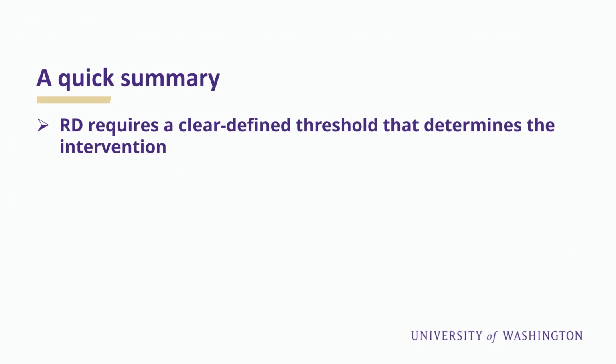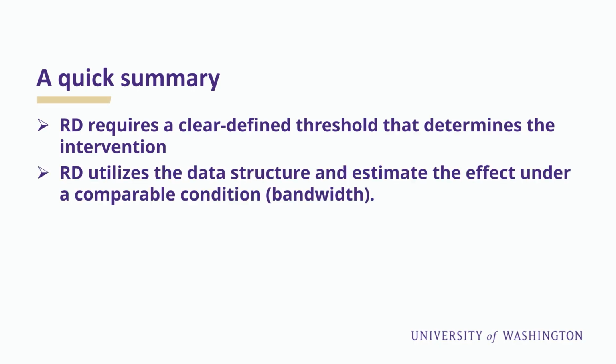Okay, I just want to do a quick summary. So regression discontinuity requires a clearly defined threshold that determines the intervention. Here we have 71.5 points as the clear threshold, and anyone below that got an intervention, anyone above that didn't get an intervention, and we clearly use that to create our comparable sample. And RD uses the data structure to estimate the effect under a comparable condition. That's the bandwidth selection process.